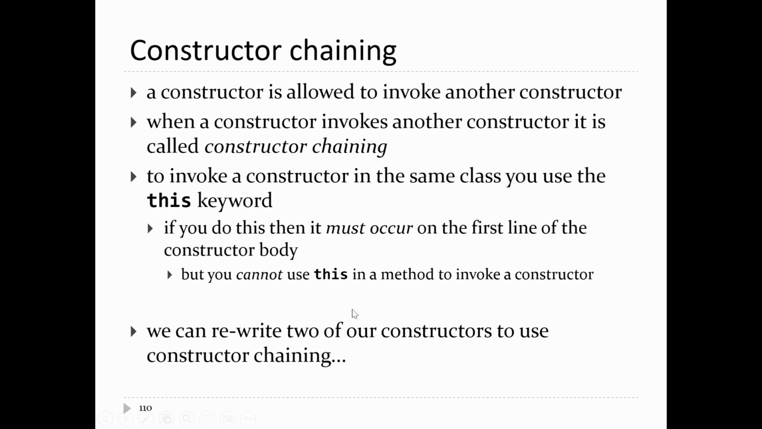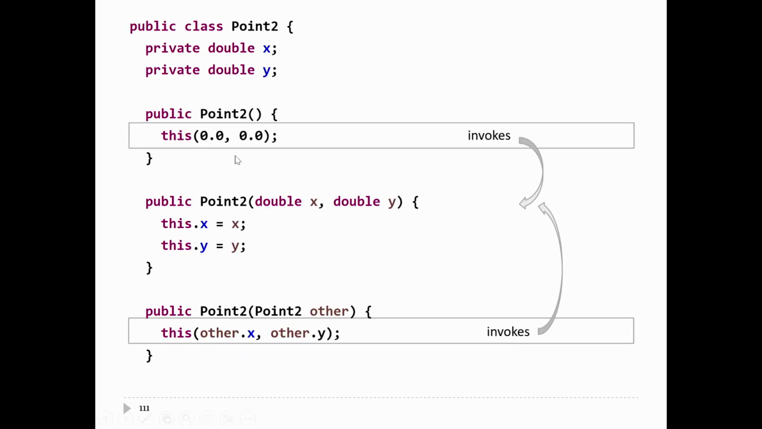So how do you do this? Well, it works as follows. Our no argument constructor should set the coordinates of the point to 0, 0. So instead of writing this.x equals 0 and this.y equals 0, I'm going to call the second constructor. You call the second constructor with the keyword this, and you pass in the two arguments for x and y. In other words, we just call the second constructor with 0 and 0.